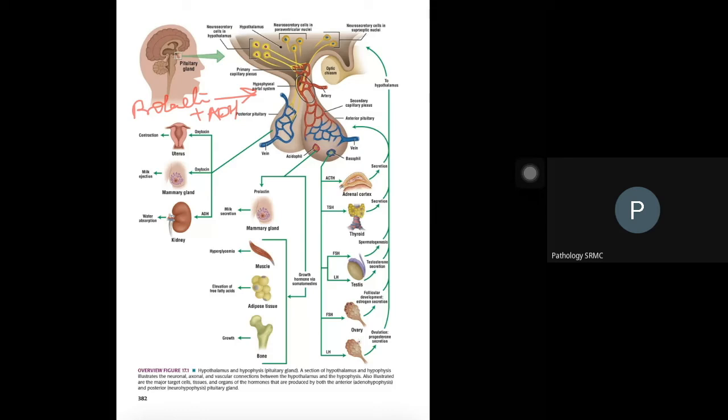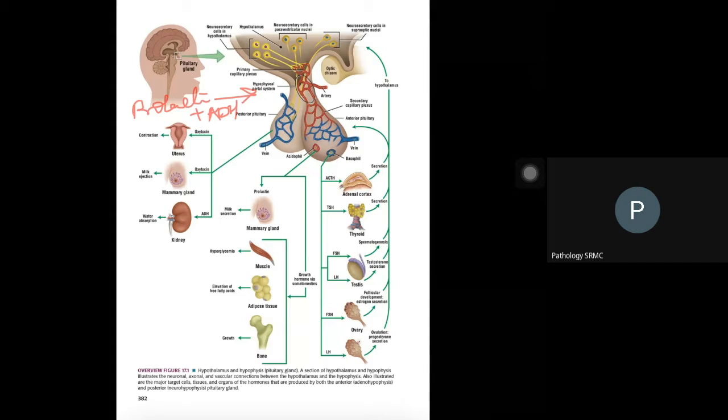Hypothalamus and hypophysis, pituitary gland. A section of hypothalamus and hypophysis illustrates the neuronal, axonal, and vascular connections between the hypothalamus and hypophysis. Also illustrated are the major target cells, tissues, and organs of the hormones produced by both the anterior adenohypophysis and posterior neurohypophysis of the pituitary gland. On the top left, they have highlighted the pituitary gland and zoomed in.